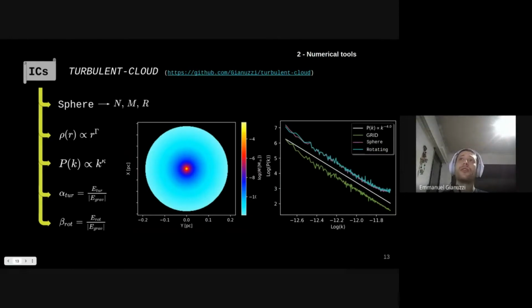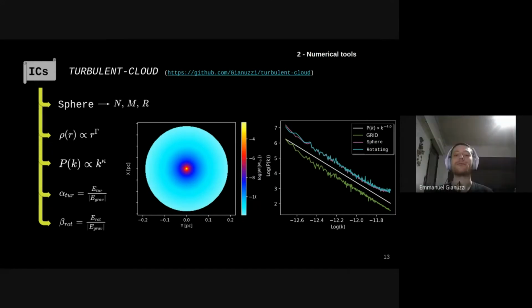The initial conditions were generated with the code TurbulentCloud, hosted in GitHub. This code creates a spherical distribution of particles with some user-defined parameters, such as a radial density distribution, the velocity power spectra, the total rotational energy, among other features.